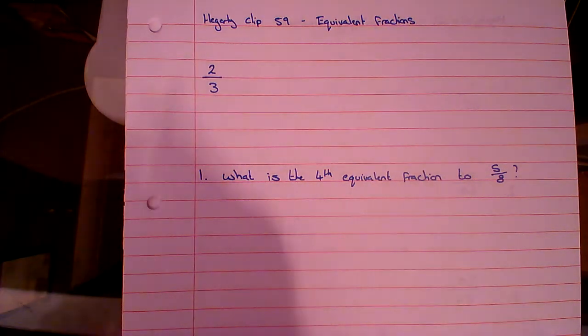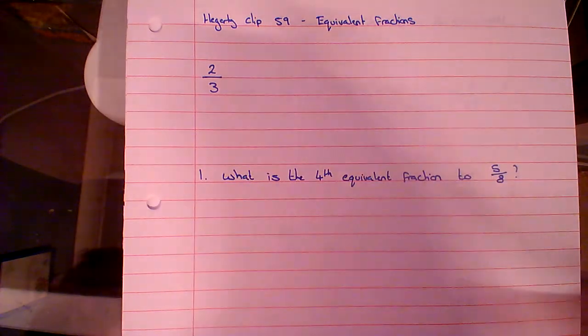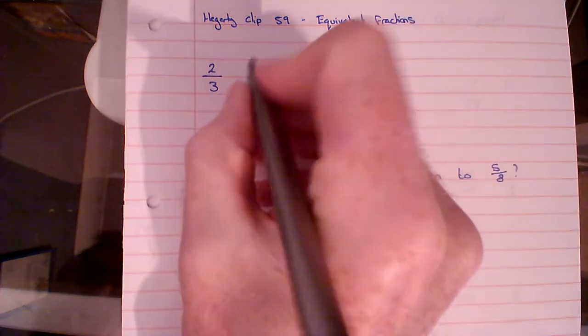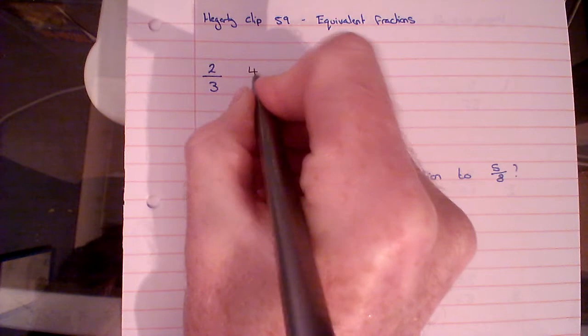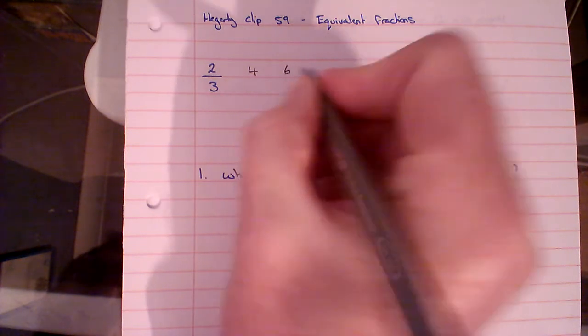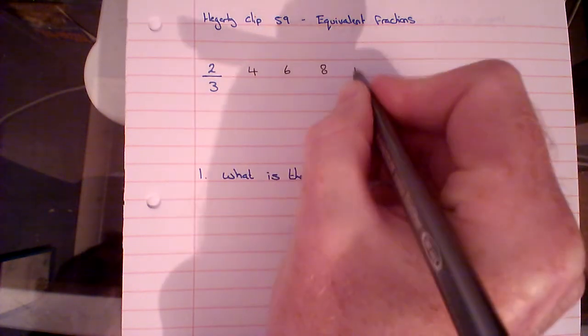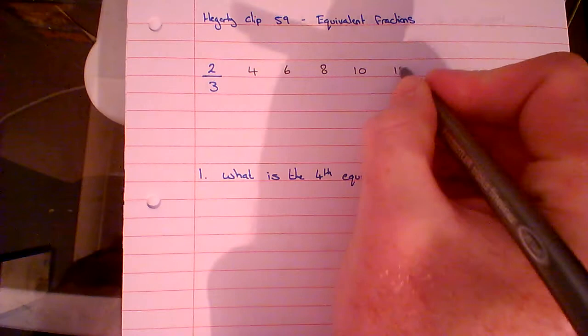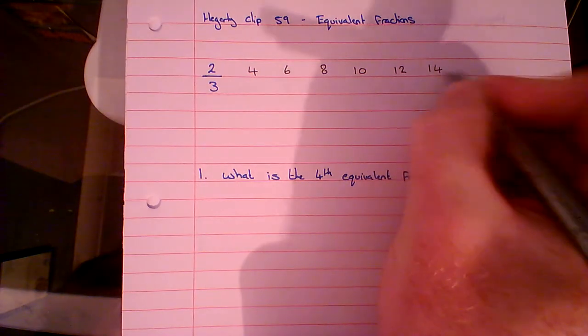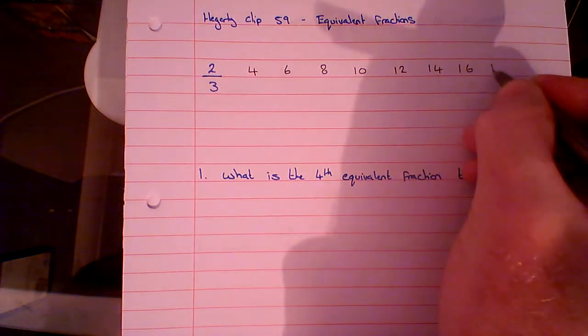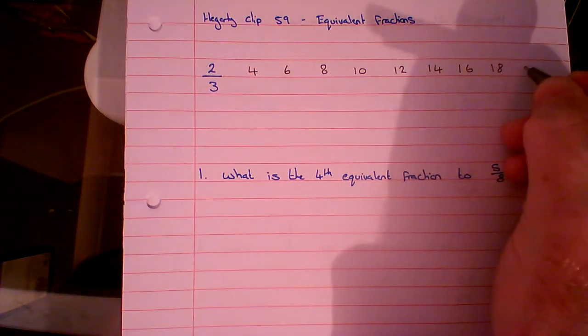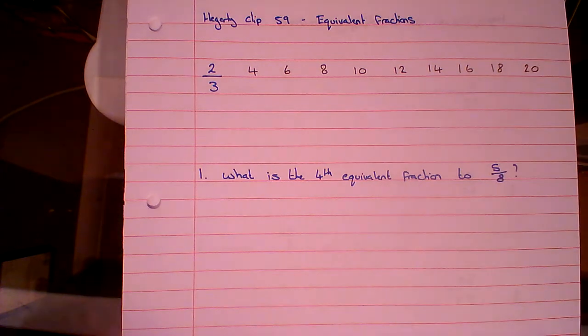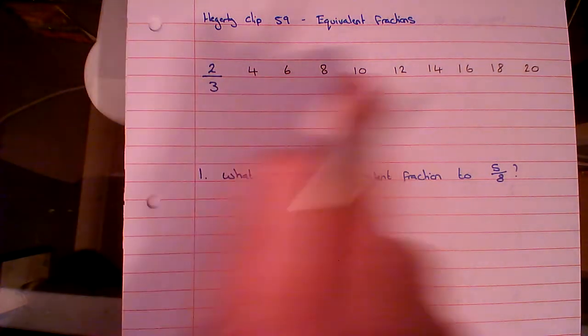Now, to find the equivalent fractions of 2/3, I'm going to write out my 2 times table along the top. I'm going to leave a bit of a space in between them, so 2, next one will be 4, and it'll be 6, 8, 10, 12, 14, 16, 18, and I'll go all the way to 20. Notice how I've put them all along the same row.